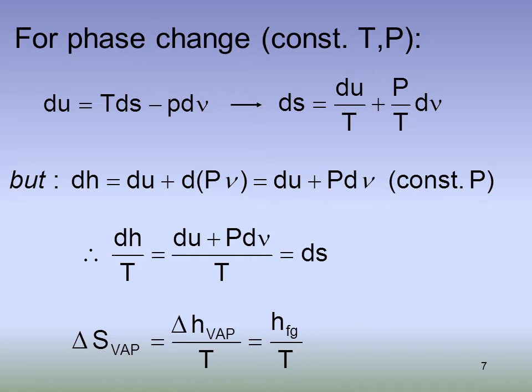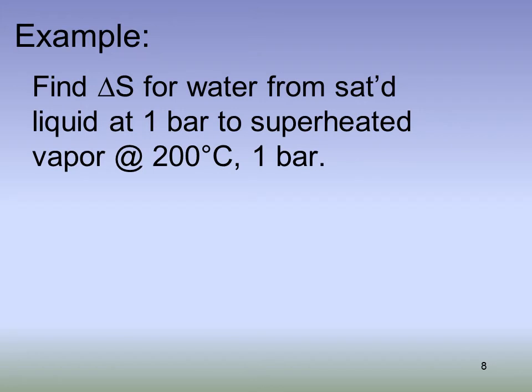And you recall that in your steam tables, delta H of vaporization, the enthalpy of the gas minus the enthalpy of the liquid, is simply called HFG. Let's take a look at a little example. Suppose I want to find delta S of water from a saturated liquid at 1 bar to a superheated vapor at 200 degrees C and 1 bar.